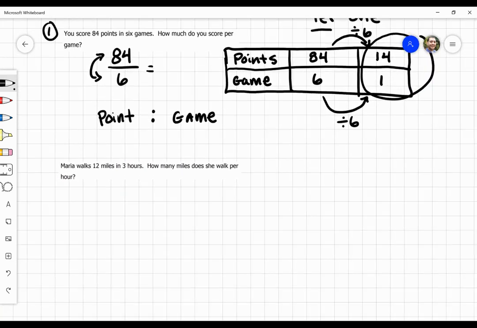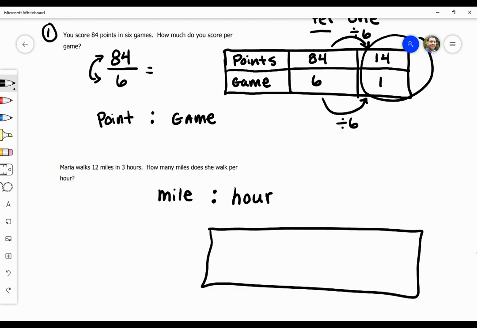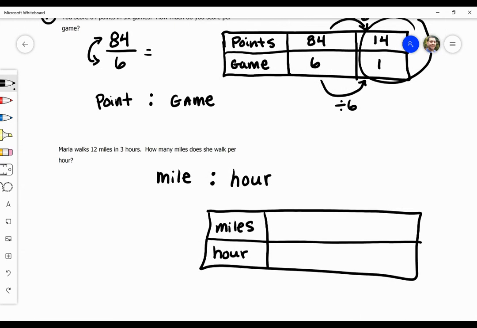What about this problem? Maria walks 12 miles in 3 hours. How many miles does she walk per hour? That per hour is the unit rate, the one that we're trying to find. So it's miles per hour is what we want. So if we write our table, what we do know is that Maria walked 12 miles in 3 hours.